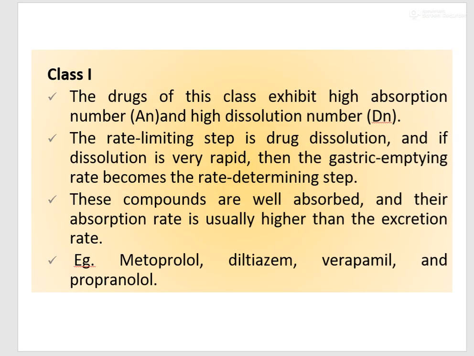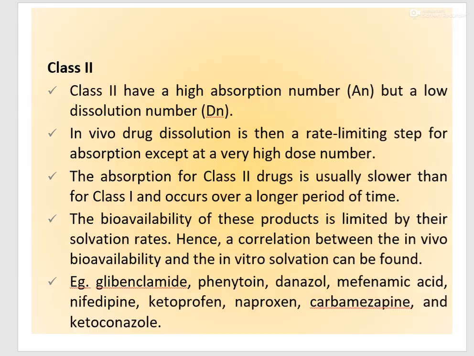Now we will see the characteristics of drugs in each class. Class 1 drugs exhibit a high absorption number, so AN will be high, and a high dissolution number, so DN will also be high. The rate limiting step is dissolution, and if the dissolution is very rapid, in that case the gastric emptying rate becomes the rate determining step. These compounds are well absorbed and their absorption rate is usually higher than their excretion rate. Examples are metoprolol, diltiazem, verapamil and propranolol.